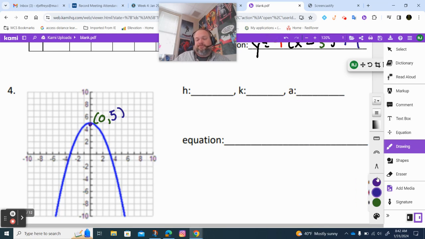Now, that means that our h is 0. That's a bad 0. K is 5.